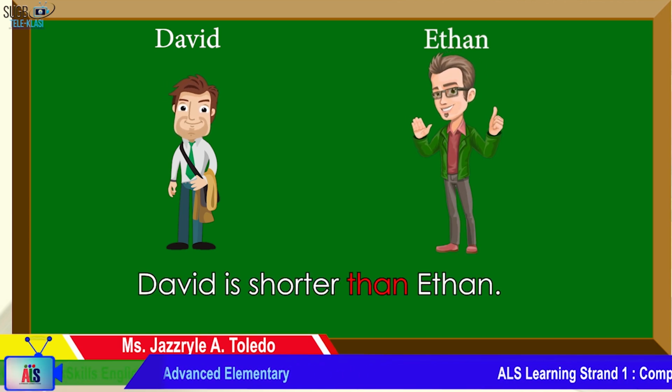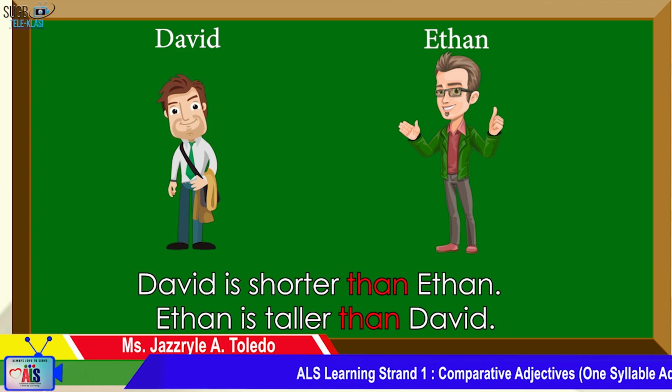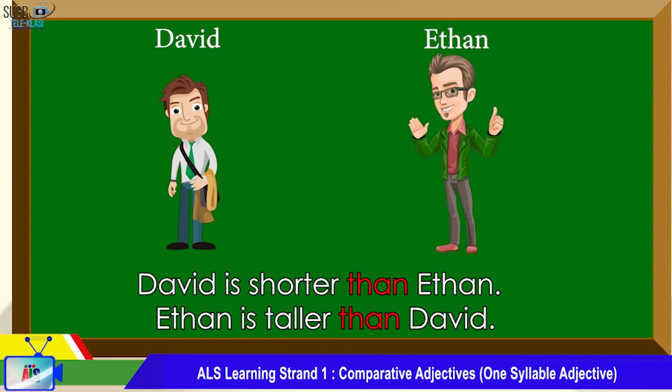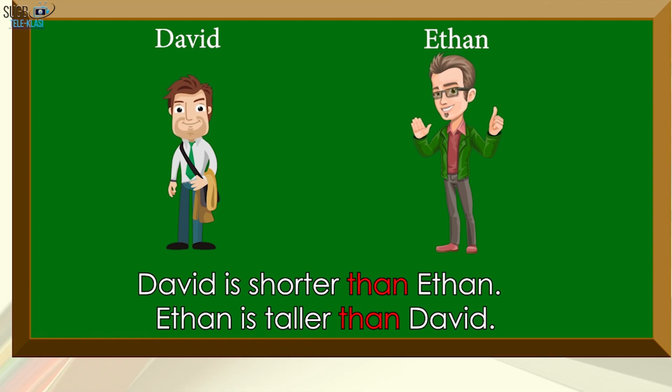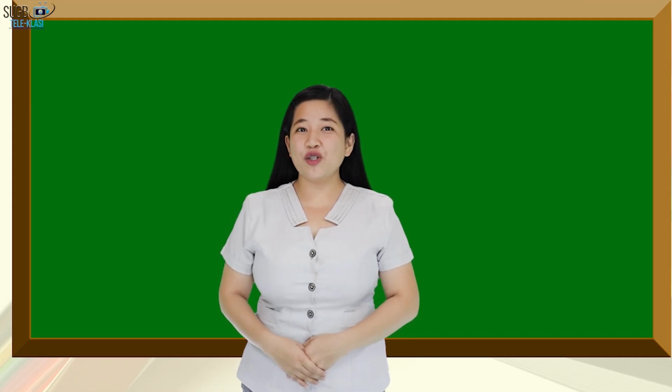Back to David and Ethan. David is shorter than Ethan. Ethan is taller than David. When we compare people, places, objects, and events, we use the word than after comparative adjectives. Let's practice changing one-syllable adjective into its comparative form. Are you ready?